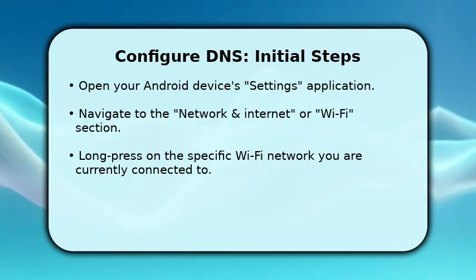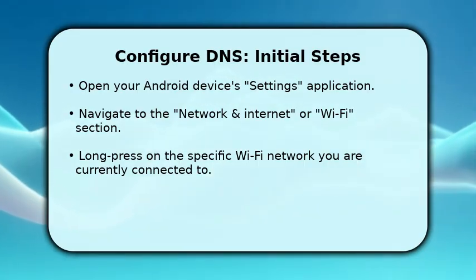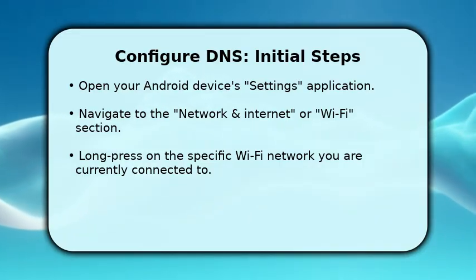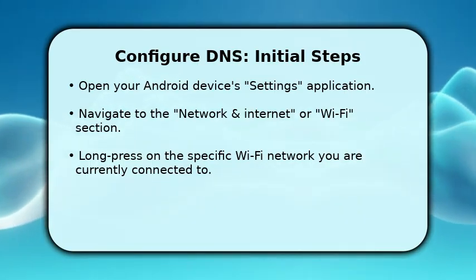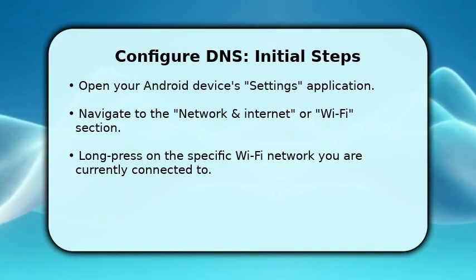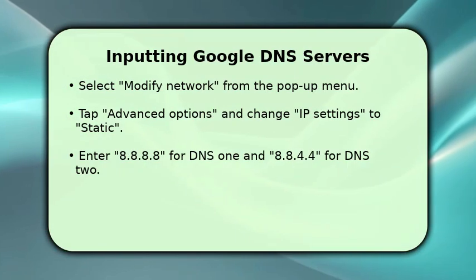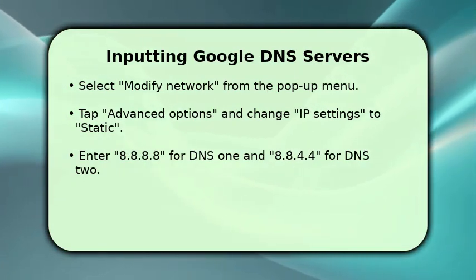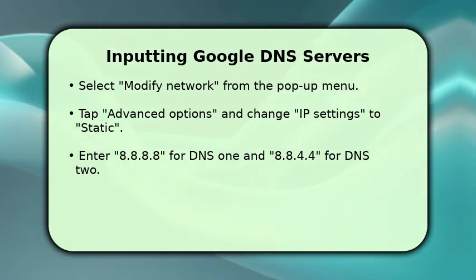To begin, unlock your Android device and locate the settings icon, usually represented by a gear. Tap on it, then find and select the network and internet option, or sometimes just Wi-Fi. Once you see your list of available Wi-Fi networks, press and hold down on the name of the network you are actively connected to. This action will bring up a small menu with further options. From the menu that appears, choose Modify Network.